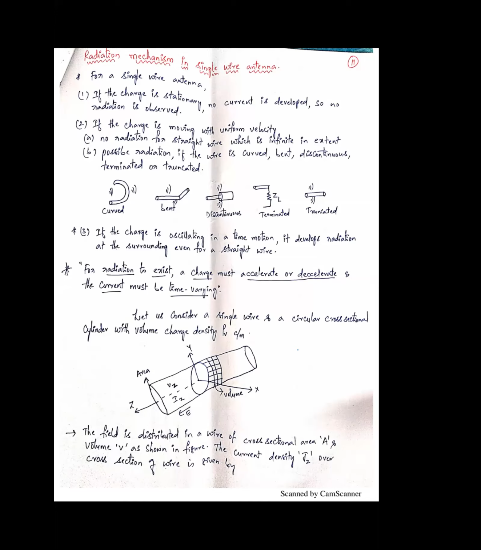Let us take case one, as if charge is stationary. Generally current is nothing but flow of charge. If I suppose that charges are stationary, will there be any current? No. Hence there will not be any radiation. I repeat, case 1: if the charges are stationary, that is they are not moving, then there will not be any current. If there is no current, radiation will not take place.